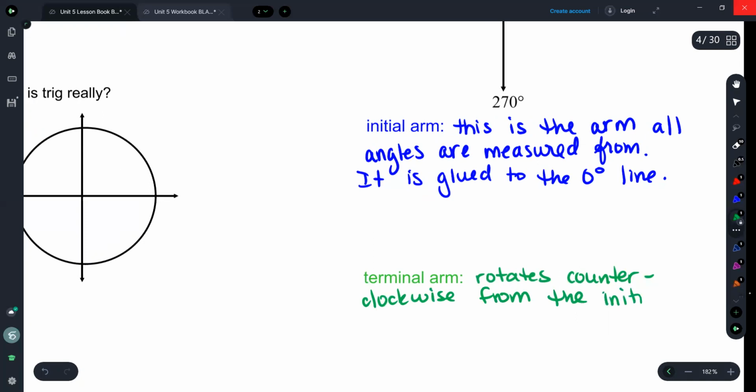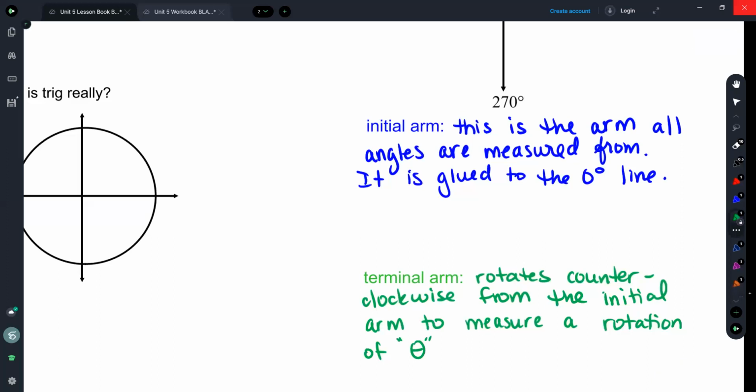Okay, and it measures from the initial arm out to a certain angle of measurement of theta. I'm just going to put theta in quotations because theta will of course be something like 125 degrees or something like that.